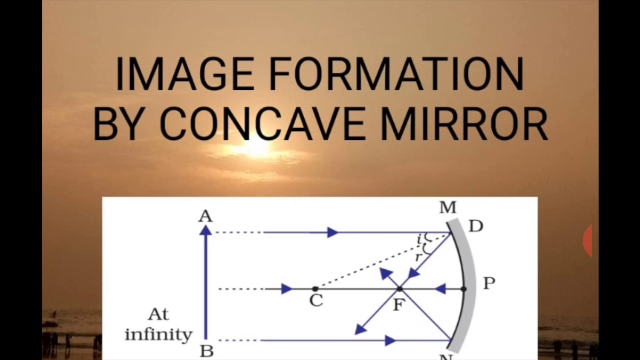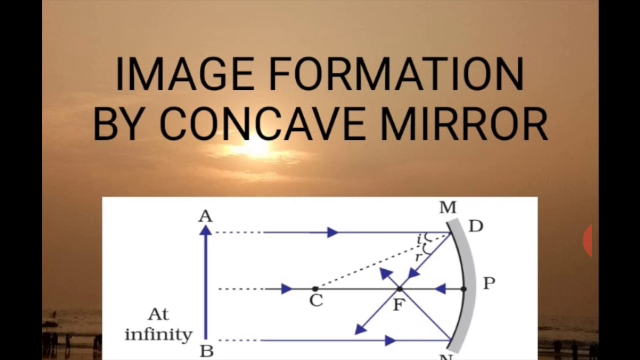Observe that the object AB is placed at infinity and the light rays are coming parallel to each other. The dotted lines initially near the object show that the light is coming from far away distance. These light rays, which are parallel to each other as well as parallel to the principal axis, after reflection are all converging at a point that we call the principal focus. Thus, the image is formed at F.